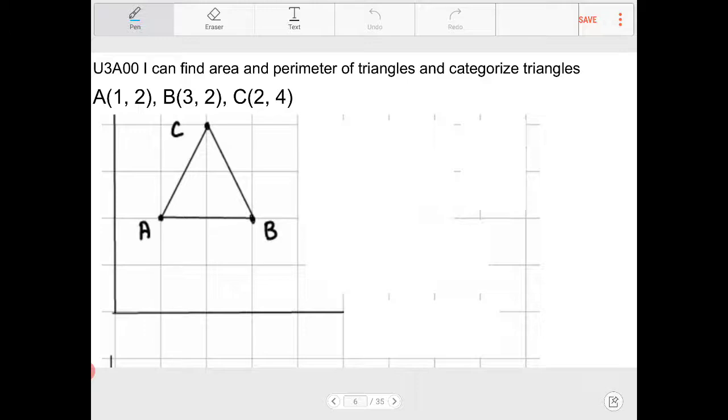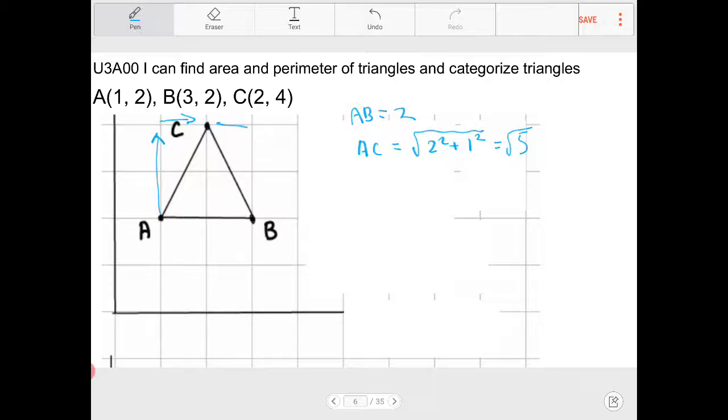You can use one of two things. You can use the Pythagorean theorem, or you may use the distance formula, whichever one is to your liking. I will use the distance formula. Going from A to B, this length right here, AB will have a length of 2. To find the length of AC, I recognize I'm going to go up 2 and over 1. So the length of AC is going to be the square root of 2 squared plus 1 squared, or the square root of 5.